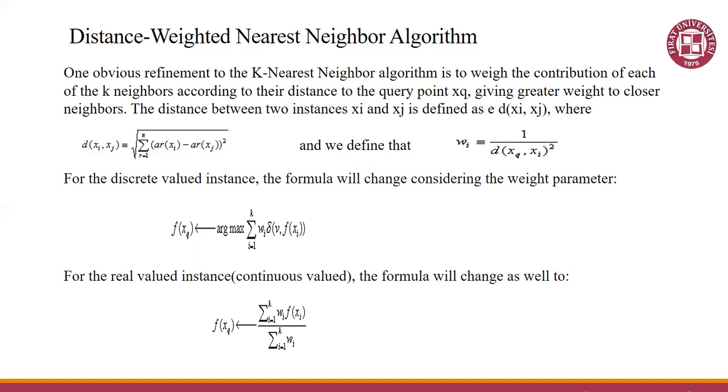The formula becomes f of xq becomes the argmax over v of the summation of weight wi times the delta of v, comma, f of xi, within the interval k and i equals 1. For the real value instance, that is the continuous value target function, the formula will change as well. f of xq will now be equal to the summation of wi times the function f of xi in the interval k and i equals 1, divided by the summation of wi over the interval k and i equals 1.